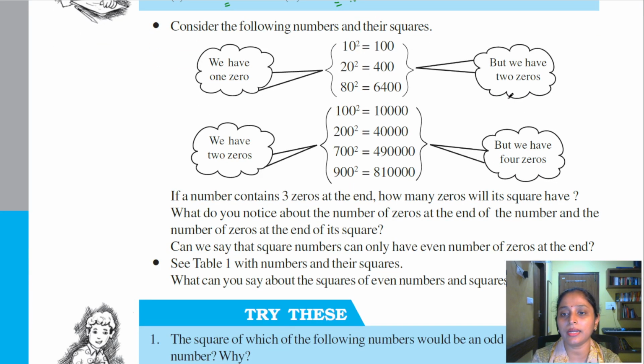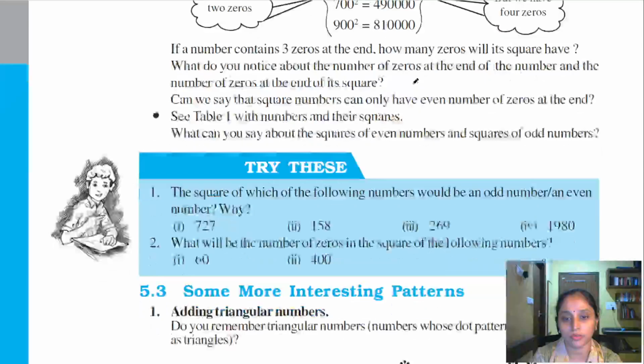And here you can see that they're mentioning how if a perfect square is ending with 0, then you need to notice that it always ends with an even number of 0s. It cannot end with an odd number of zeros, okay?